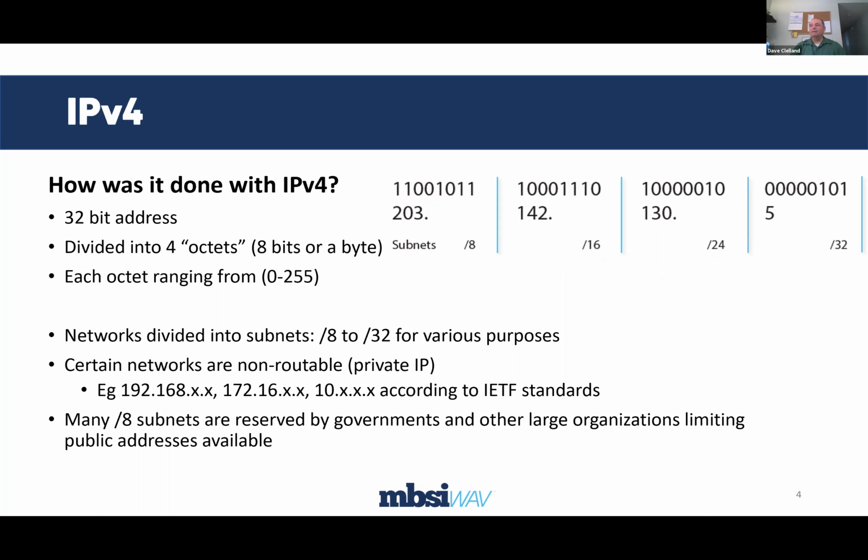This is not meant to be an IP lesson, but this is how IP version 4 has been put together. Many /8 subnets are reserved by governments and large organizations, which limit the number of public addresses available. This was one of the problems that was talked about. I can remember first seeing network administrators discuss this back in the late 90s, actually, was the fact that many /8s were not available for public addressing.